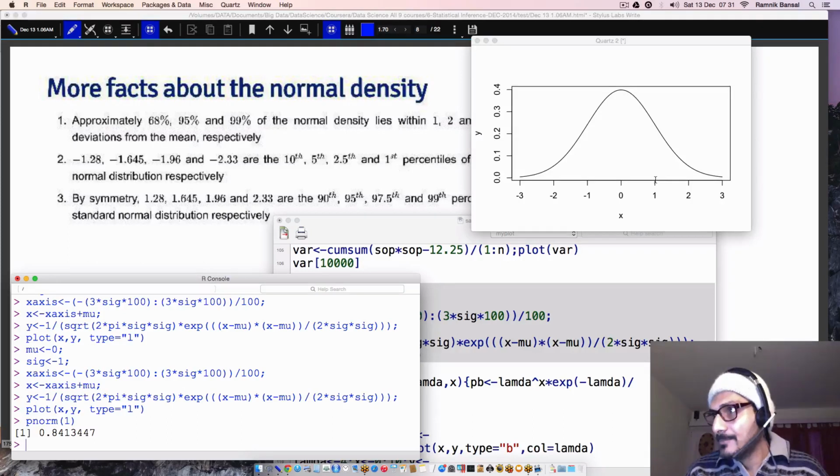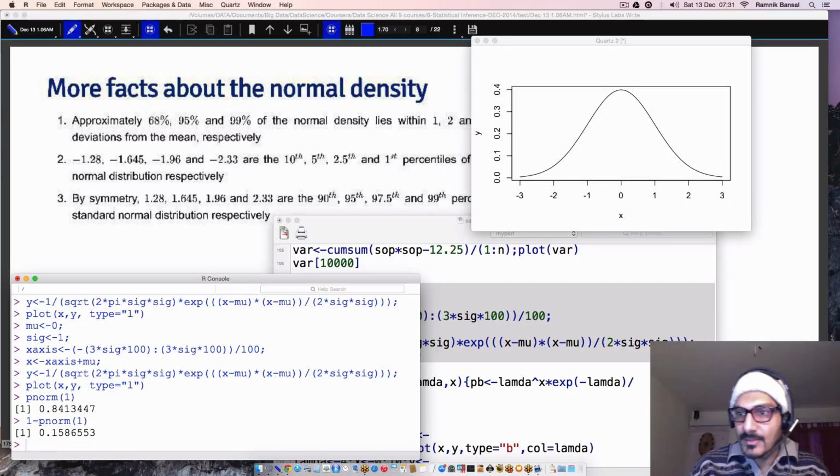This is value 1 on the x-axis. The probability all the way down to here is 0.8413, which means what? The probability above 1 is how much? So I say 1 minus this, which is 0.158. Now, when we talk about the 68%, how did we get the 68%?